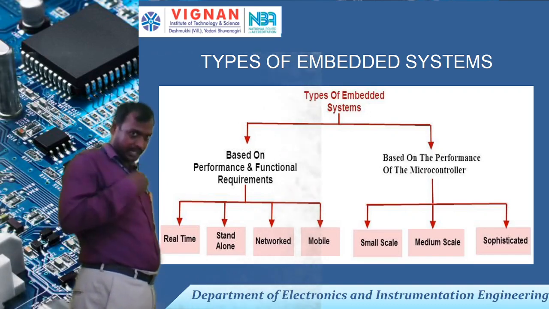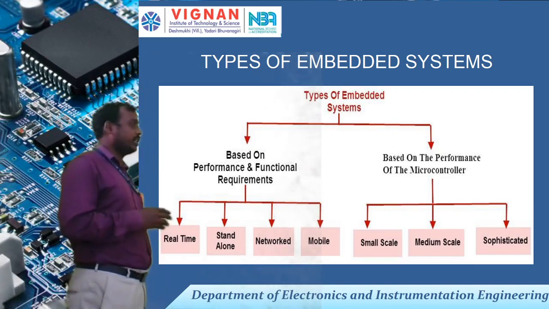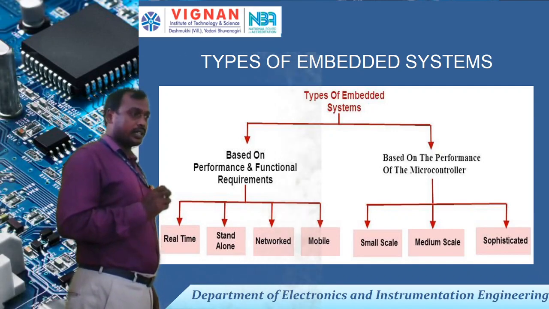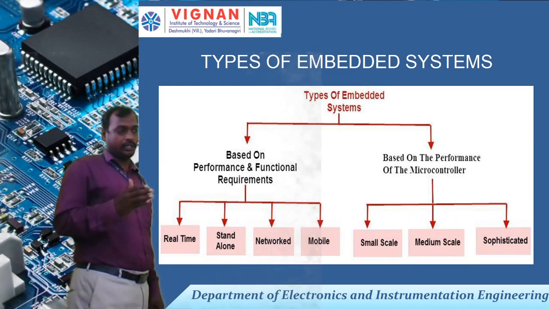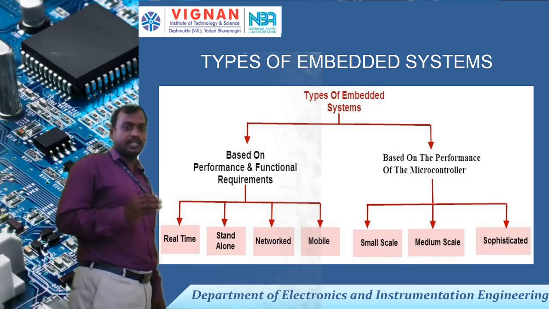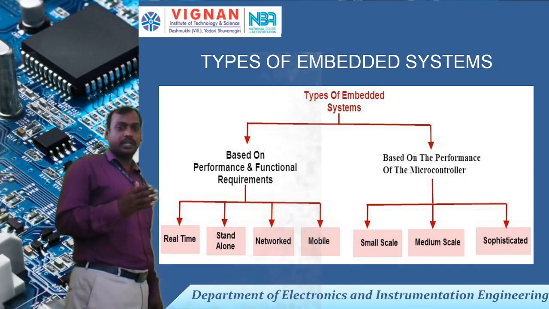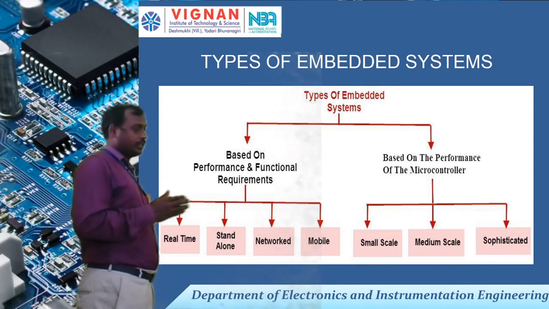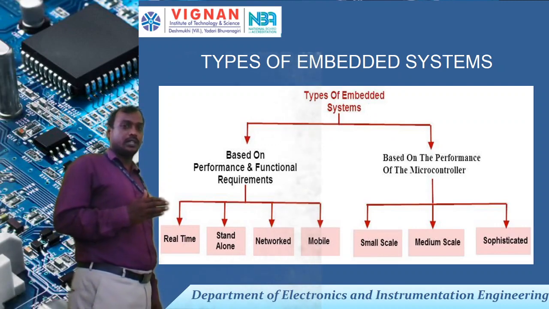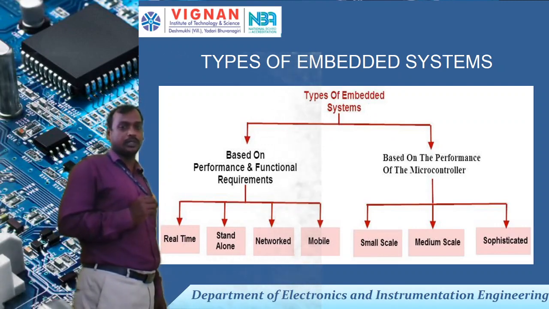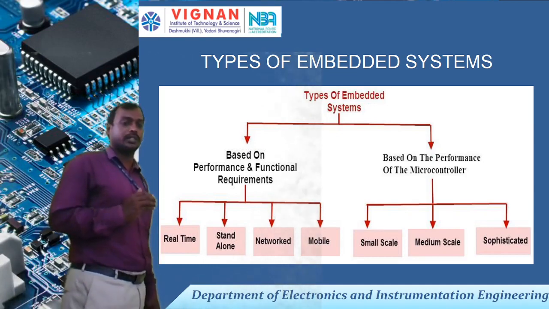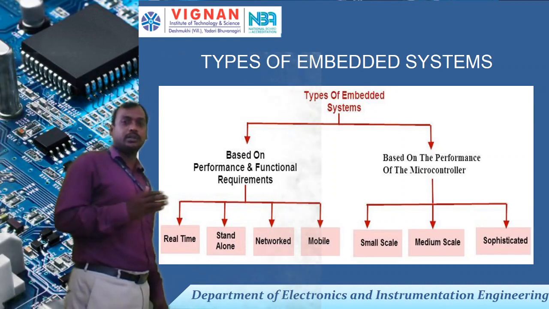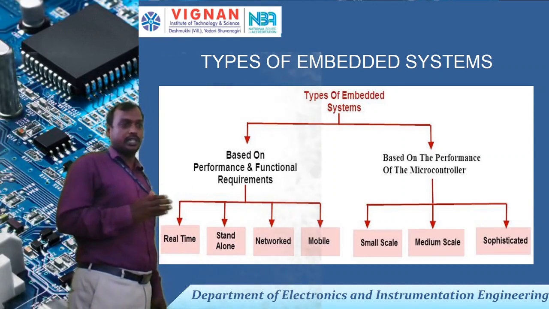Whenever you are taking the standalone embedded system, that means some application is implemented. Standalone means some application, for example a traffic light controller or measuring the temperature. These are all standalone embedded systems. The next one is the networked embedded system. In real time generally we can see the router and hub. These are all networked embedded systems.